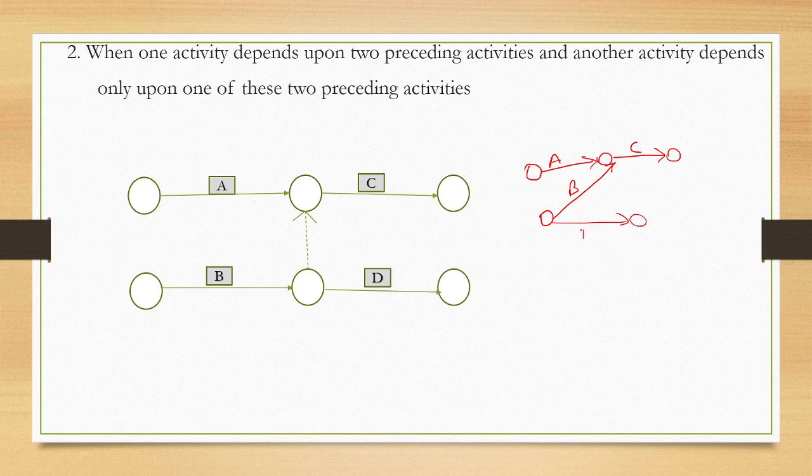What does it mean? That D is depending on nothing. There is no predecessor activity. So this is wrong. You cannot draw like this, that D is depending here. But if you see here, it means D is depending on both A and B. So this is also wrong. So what is the correct one? This is the correct one. That's why we use a dummy activity.